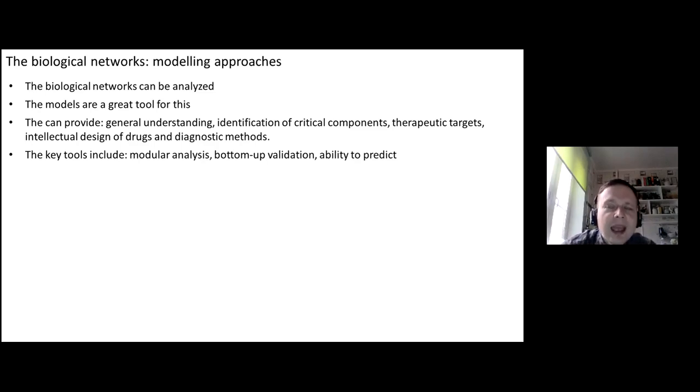And the basic approach to building a correct model is the use of modules, meaning that biological systems are modular at all levels of organization. And we can use this to simplify the building of the model. The critical point is bottom-up validation. So when we build a complex model, we validate each part of it and only then put it together. And of course, the ability to provide useful predictions, which is a general important thing for all types of models.